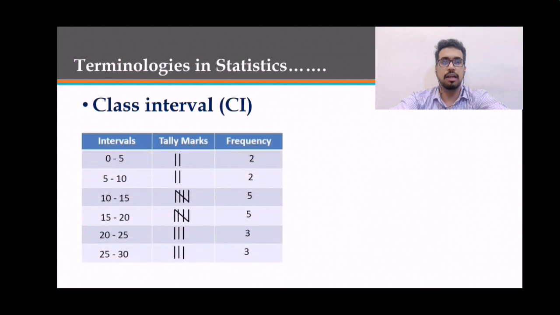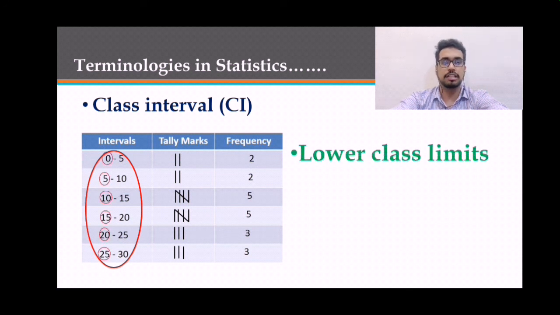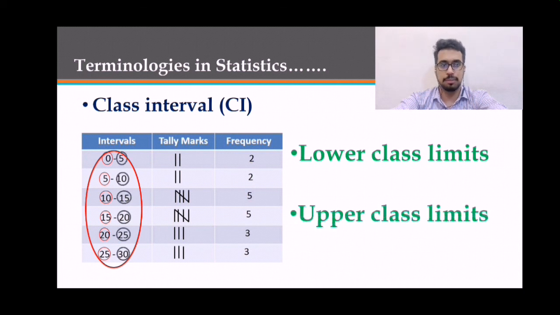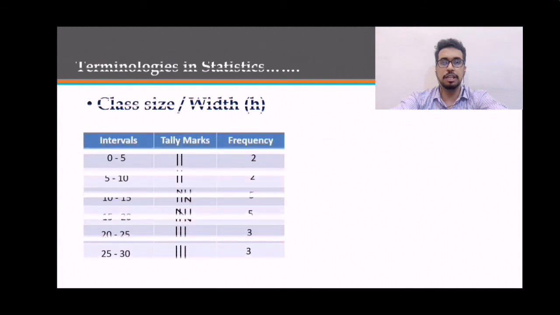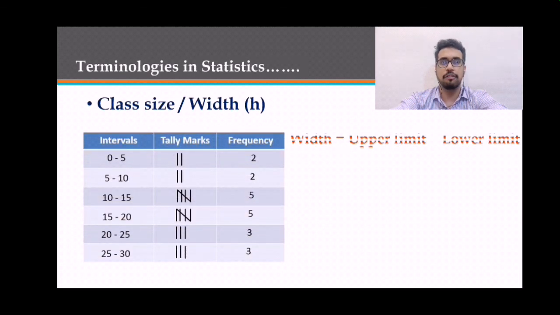As you can observe here, the numbers are grouped in the intervals of 0 to 5, 5 to 10, 10 to 15 and so on. The values that are on the left are called lower class limits, and the values that are on the right are called upper class limits. And the difference between these two is called the class size or the width. That is, width is equal to upper limit minus lower limit. Here is an example of the class width of the first class interval, which is 5 in this case.